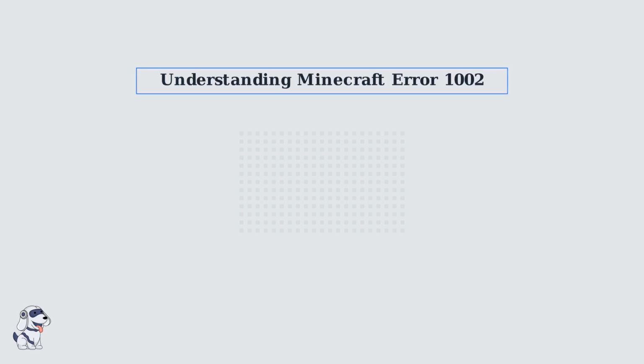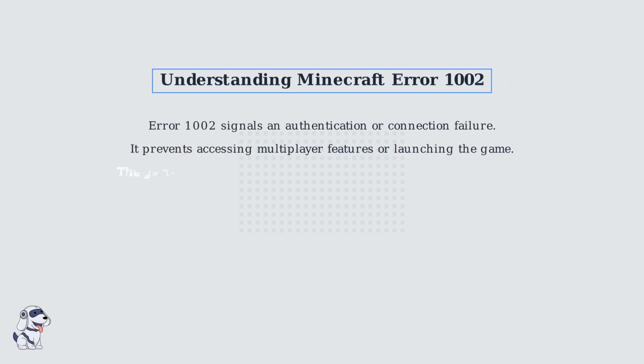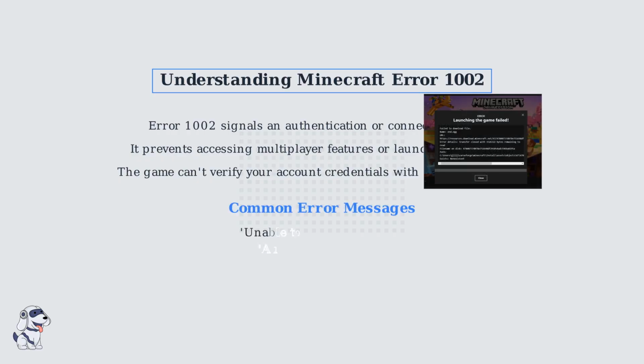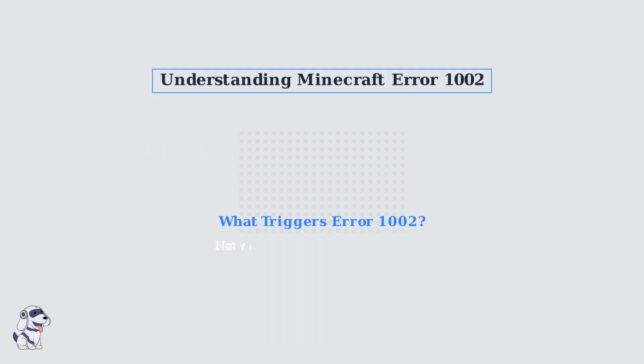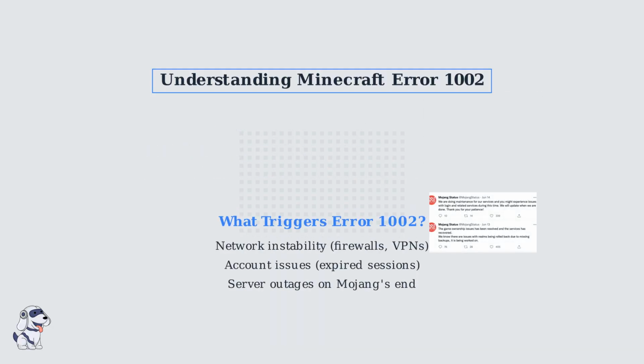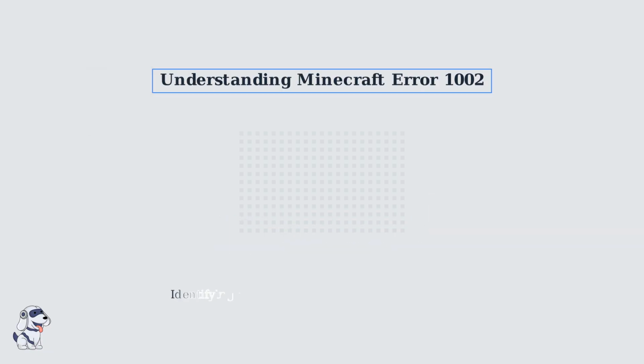Minecraft Error 102 typically signals an authentication or connection failure, preventing you from accessing multiplayer features or even launching the game. This can manifest as messages like "unable to connect to world," "authentication failed," or "invalid session." Several factors can trigger this error, including network instability due to firewalls or VPNs, account-related issues like expired sessions, or even server outages on Mojang's end. Identifying the cause is the first step to resolving it.